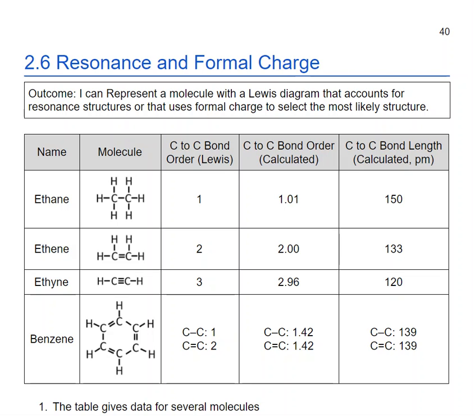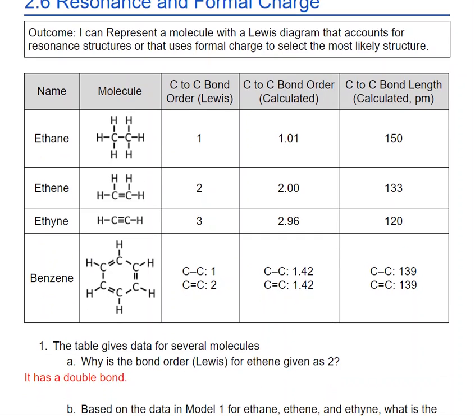So first thing that we have is a data table, which is giving several molecules. I've got ethane, ethene, and ethine, so a single carbon-to-carbon bond, a double carbon bond, and a triple carbon bond. And then I have benzene. So we're looking at the bond order that's predicted from the Lewis structure and looking at the bond order that's been calculated, as well as the calculated bond length.